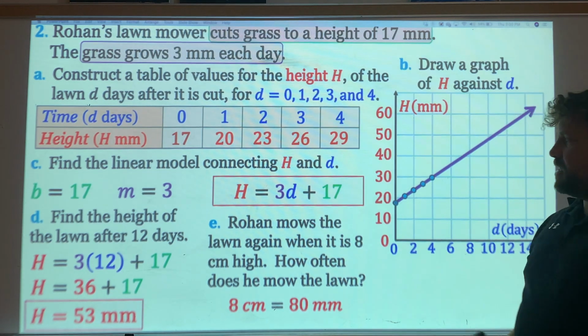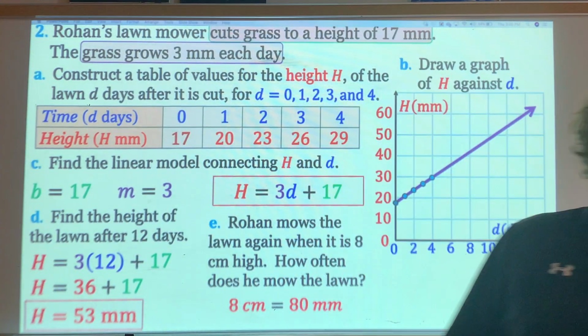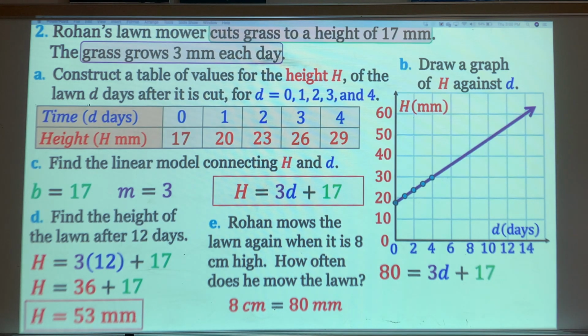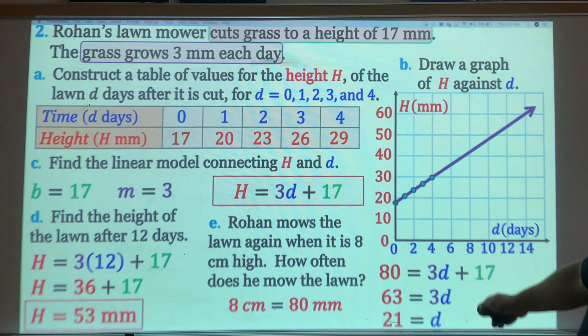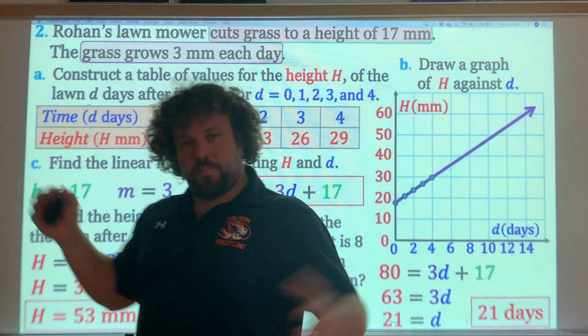That's going to be longer than 14 days. So what we can do is take our 80 and just replace our h with our 80 and then solve for d. So what we do here is 80 equals 3d plus 17. All right. Subtract 17 from both sides. After you subtract 17 from both sides, what you end up getting is 3d equals 63. Divide both sides here by 3. All right. You get 21. So after 21 days, you would have to cut this on. All right. That's not too terrible, is it?